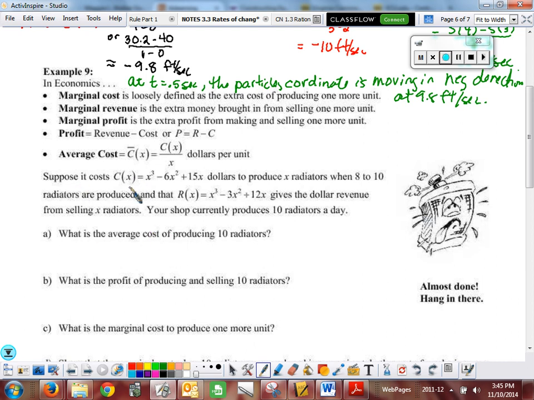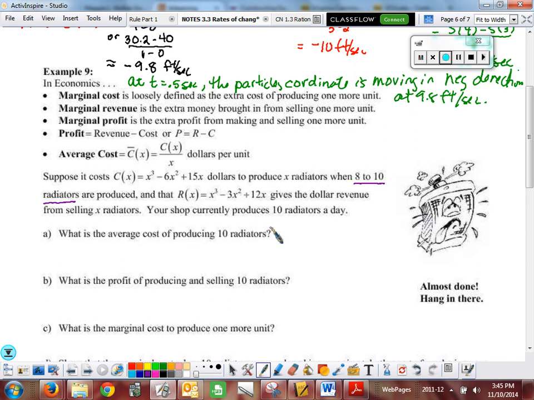Now, what they're doing here is just an example to work through. So suppose it's going to cost, here's a nice little polynomial, so we know it's differentiable and continuous. And it's going to cost us this much to produce X radiators. Now, what's important here is that this is only valid for 8 to 10 radiators. And this is a made-up problem, so it's very unlikely, but maybe that's the cost, because maybe after 10 radiators, we need to add a new factory or buy some new equipment or find a new supplier for the metal that we're going to use to make the radiator.